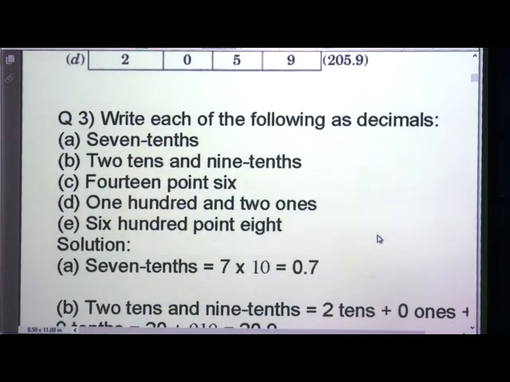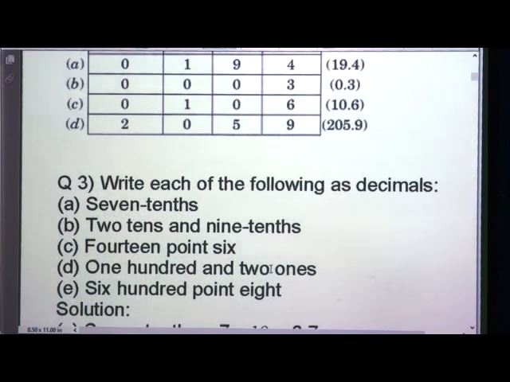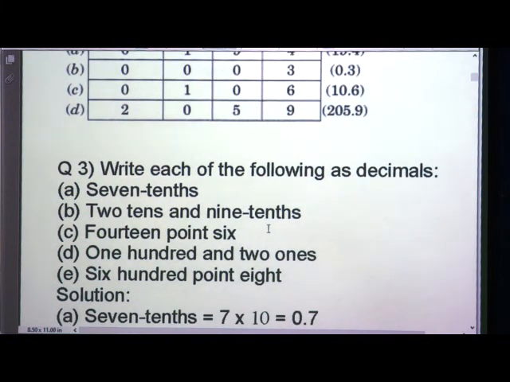Write each of the following as decimals. See, 7/10. Okay, so we need to write this. 7 tenths means 7 times 1 by 10, and 1 by 10 is 0.1, so 7 tenths is 0.7.